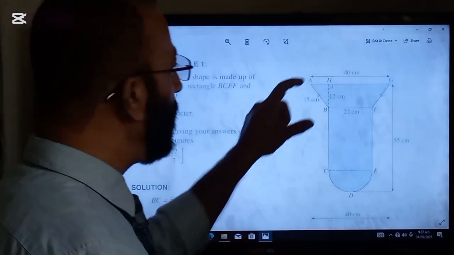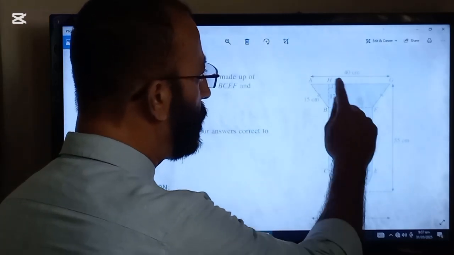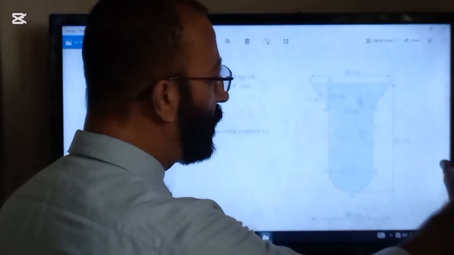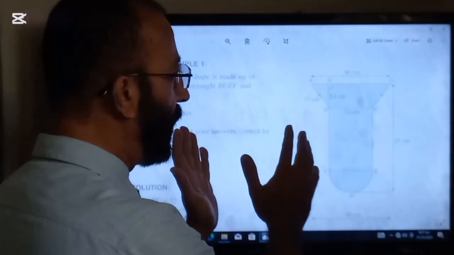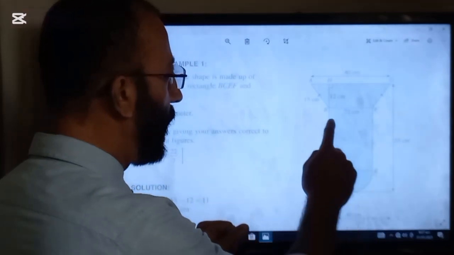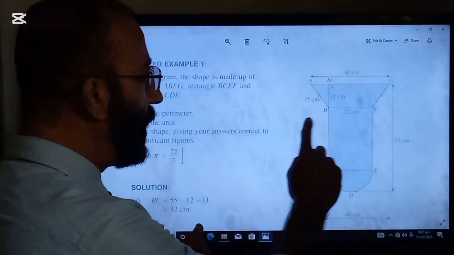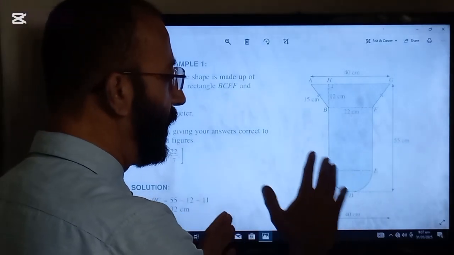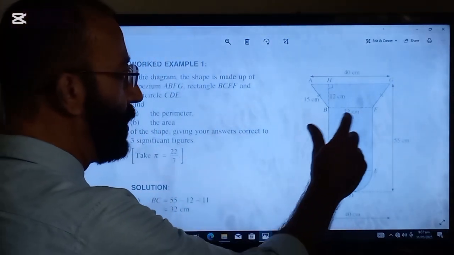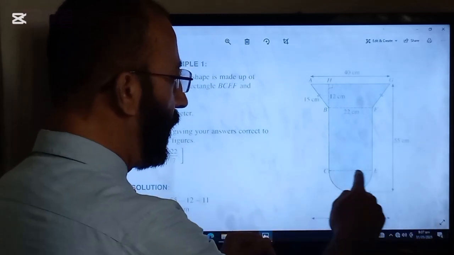The second part is the area. The formula for the area of the trapezium is 1 by 2 into the sum of parallel sides. Parallel sides are 22 and 40, and into height, which is 12. So you will find the area of the trapezium separately. Then the area of the rectangle. Rectangle's dimensions are 22 and 32. So the area of the rectangle is length into breadth. Length is 32 and breadth is 22. So 32 into 22 you will solve separately. That will be the area of the rectangle.